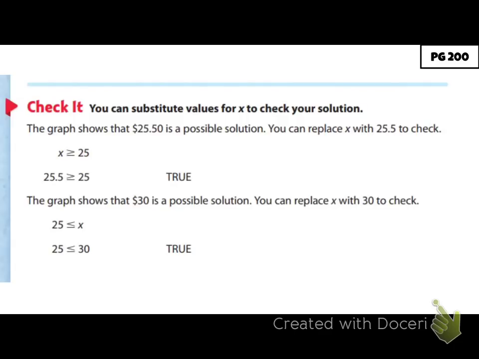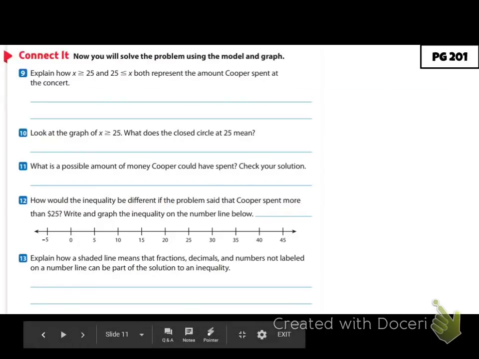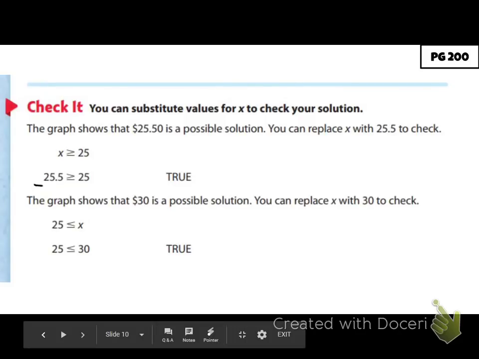The last is the check it. You can substitute values in for x to check to see if you're right. So the graph shows that $25.50 is a possible solution. So if I plug that in down here, you can see, $25.50 is greater than or equal to 25, so it would be true. We can look at 30, and we can replace the x with 30. So here we turned it around and we put the 25 first, so we switched everything backwards. So on this one, we plug in 30 for x. Once again, 25 is less than or equal to 30, so it is also true.